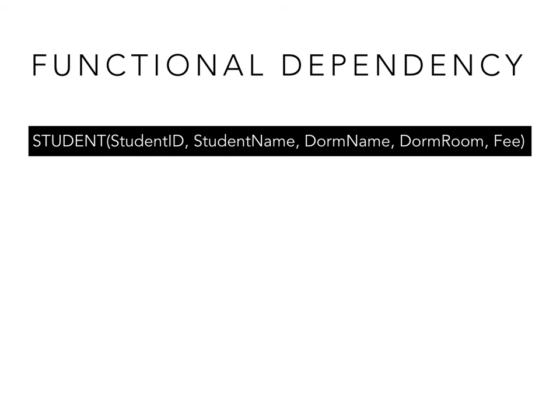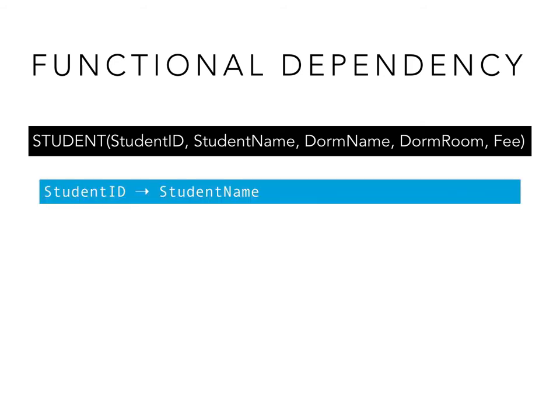Let's assume that dorm room just has 205. You really sort of do have to look at the data or be able to talk to a person who knows the system, like the person who's in charge of the housing for the university would know the rules. Right? If we know the student ID, then we can figure out what the student name is. So the way to read this arrow is determines. So student ID determines student name. Make sense?